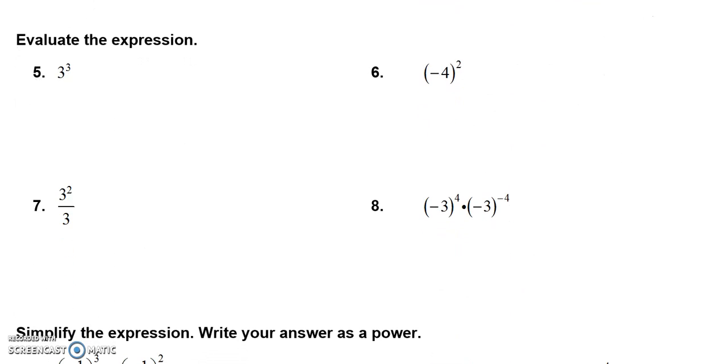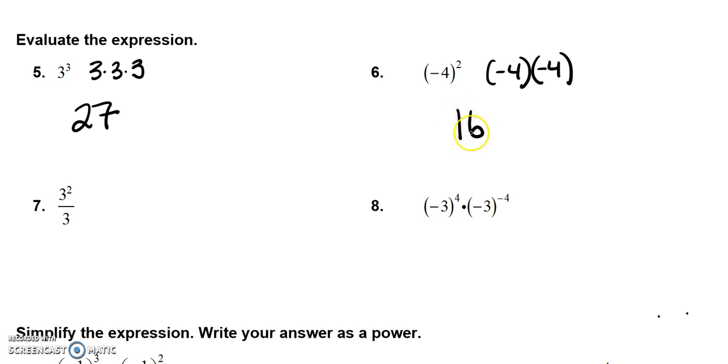On 5 through 8, it has you evaluate the expression. No, you do not get a calculator. Yes, you can do this in your head. Okay, 3 cubed is 3 times 3 times 3. 3 times 3 is 9, times 3 is 27. Done, move on. Number 6 is (-4) squared, which is -4 times -4, which is positive 16.